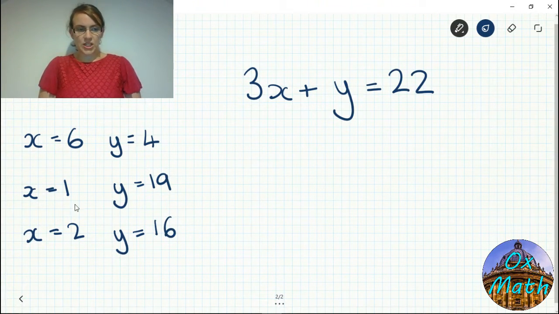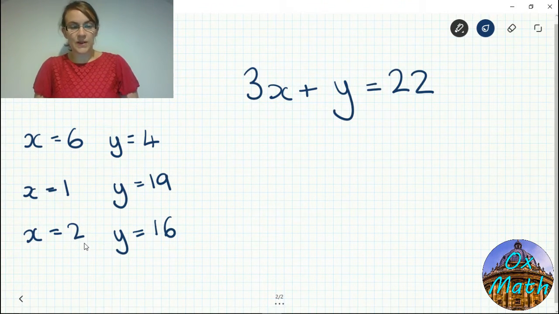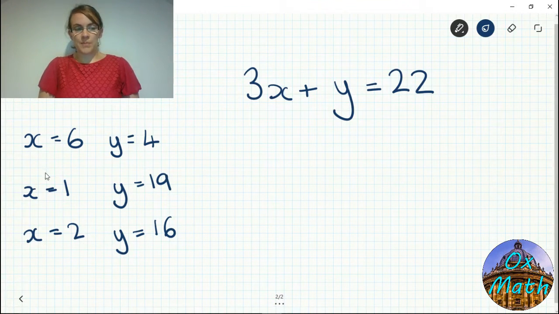Now we could actually continue going on and pick any value of x we chose, and we don't even have to stick to whole numbers or positive numbers. We could choose negative numbers, fractions, decimals. So there are actually an infinite number of solutions to this. There is no single solution.